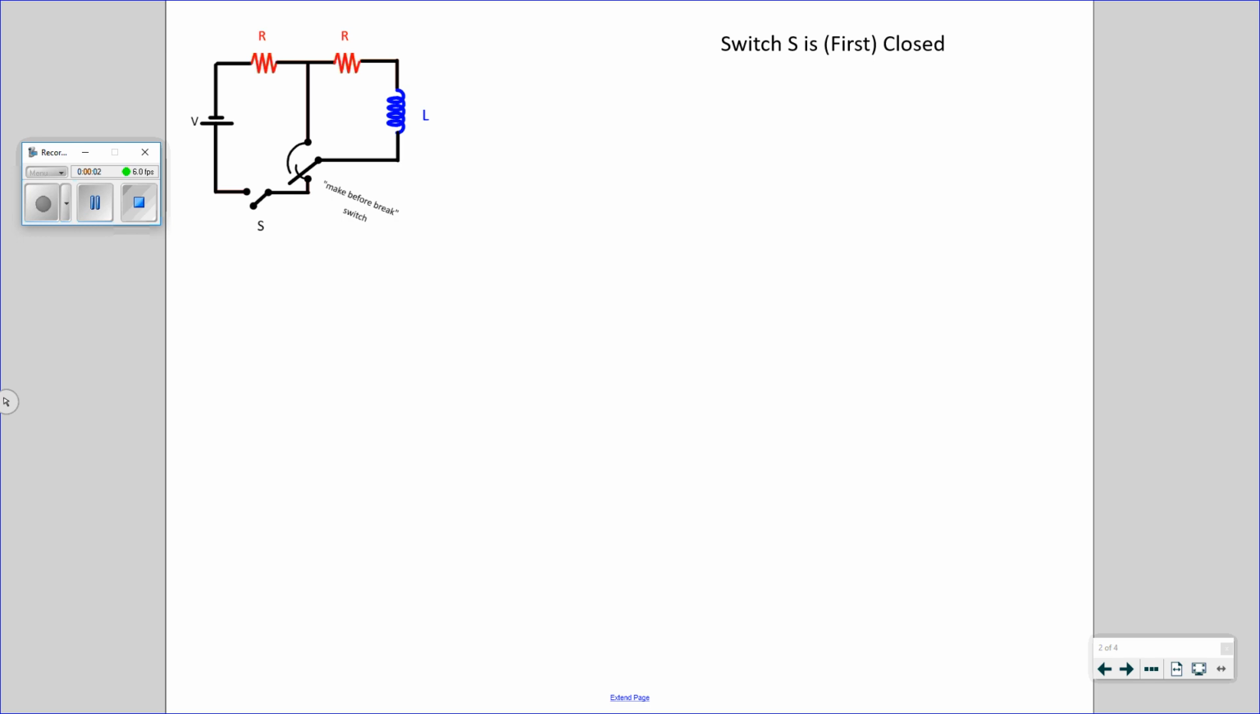Folks, let's talk about the behavior of this LR circuit that has a couple of features. One is this switch S that can be either closed or not. Right now it's not closed. And then it's got this thing called a make before break switch, which you'll see here, which basically has two different ways it can be closed, but a connection can be made before another connection is broken.